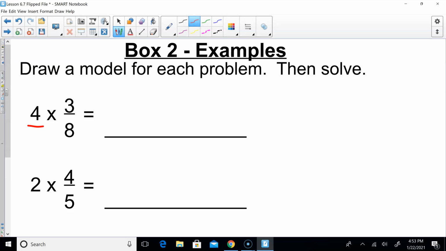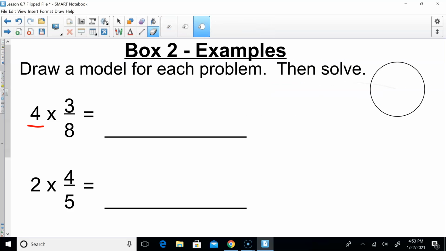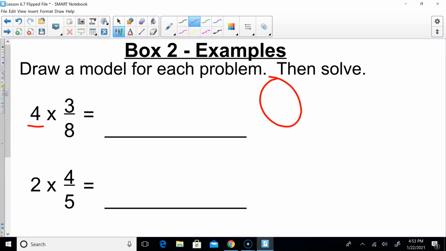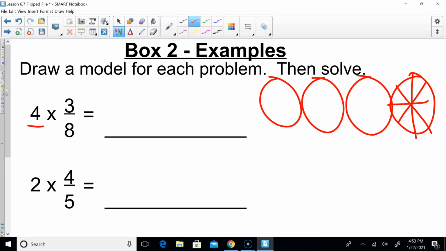So I have 4 times 3/8, so I have 4 wholes here. So 1, I'm going to do circles, because I can draw circles faster. That's a big circle. It'd be a really slick one if I could draw that big that fast. So 1, 2, 3, 4, and I've got to make them into eighths, which I'm doing right now.